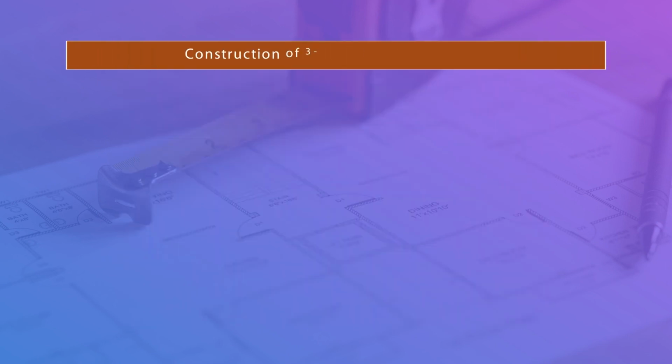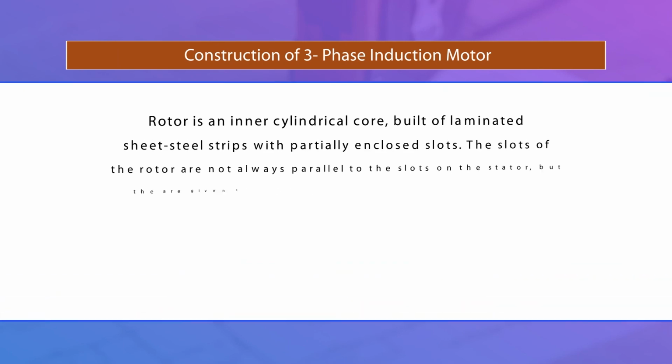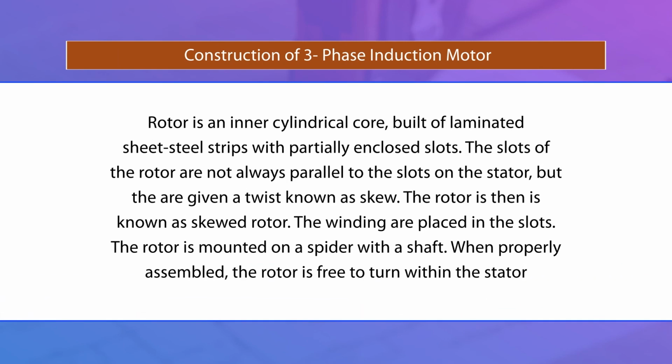The other part of the induction motor is the rotor. Rotor is an inner cylindrical core built of laminated sheet steel strips with partially enclosed slots. The slots of the rotor are not always parallel to the slots of the stator, but they are given a twist known as skew. The rotor is known as skewed rotor.